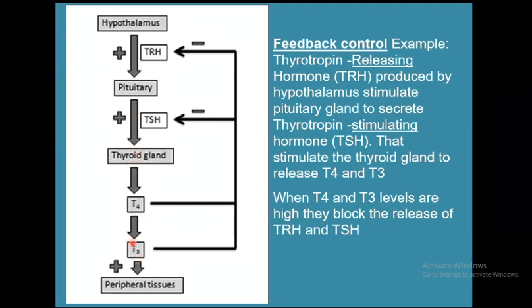This release will continue until the level of T3 and T4 in our body is high. Then comes the negative feedback. What is the negative feedback? When the T3 and T4 levels are high, they block the release of TSH and TRH. This is the negative feedback. So when high levels of T3 and T4 accumulate in our blood, they will block the TSH from the pituitary gland and the TRH from the hypothalamus. Thus, the synthesis of T3 and T4 will stop. This is the feedback mechanism for controlling the release and synthesis of hormones. And this is how some hormones are controlled.